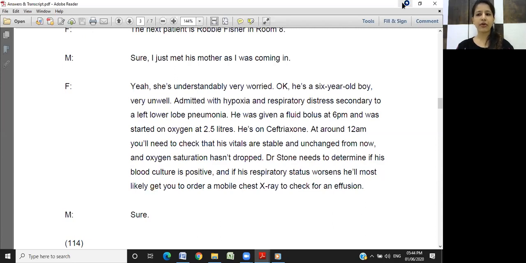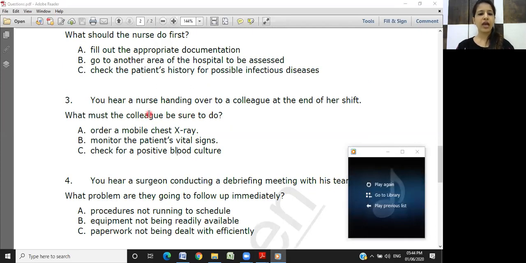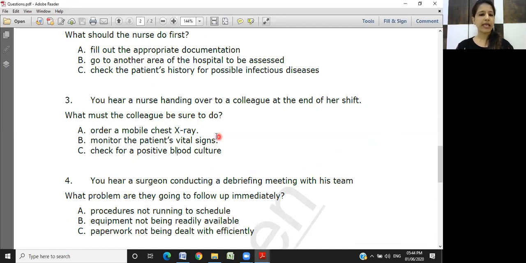You would hear something about each of the answer choice, and if you have not been careful about being careful about identifying the focus of the question, then you can get pretty confused when the conversation actually starts. So, what a colleague has to do is to monitor patients' vital signs. Blood culture is to be done by or to be checked by the doctor, and the doctor probably would ask them to order. That's probably, not must, the colleague be sure to do.